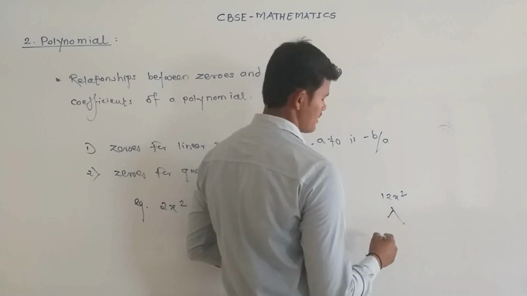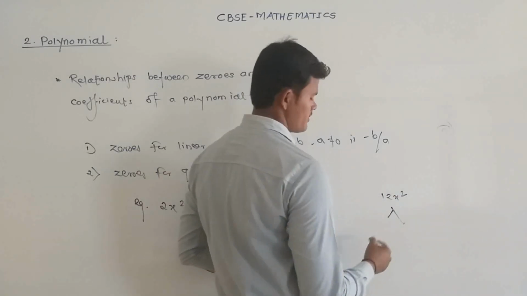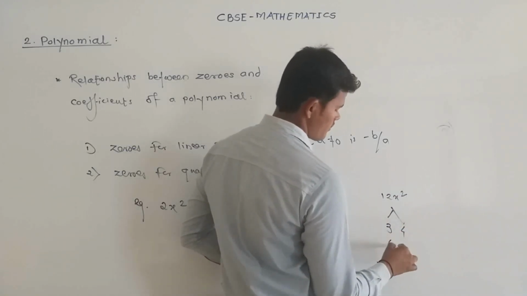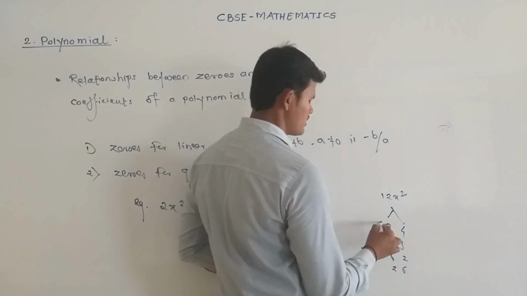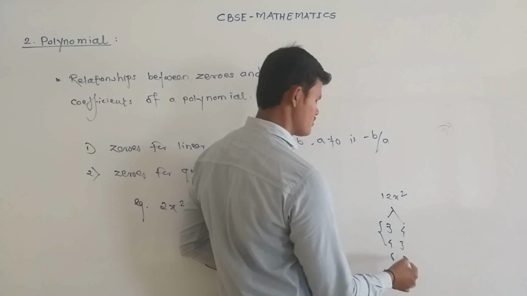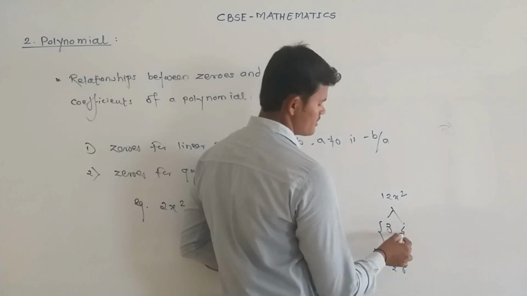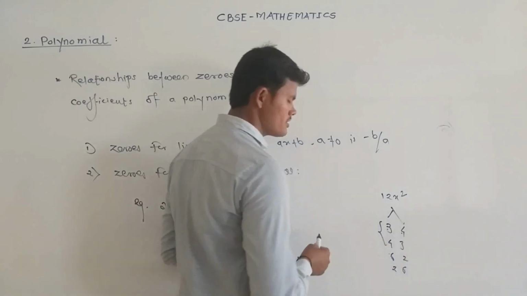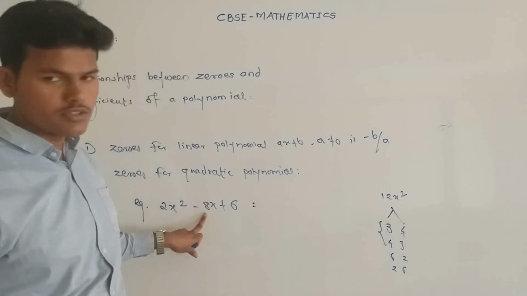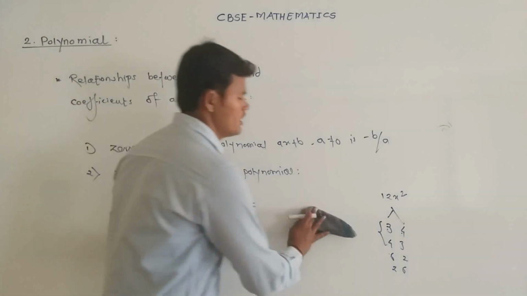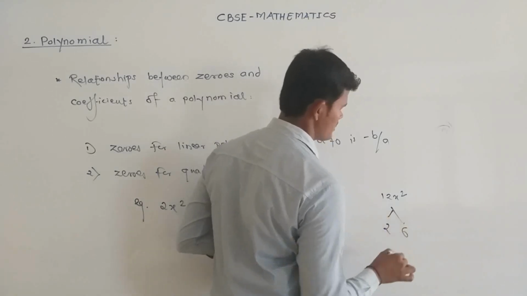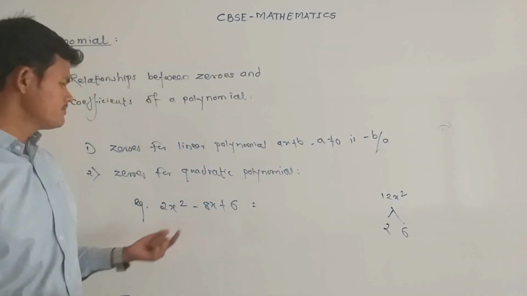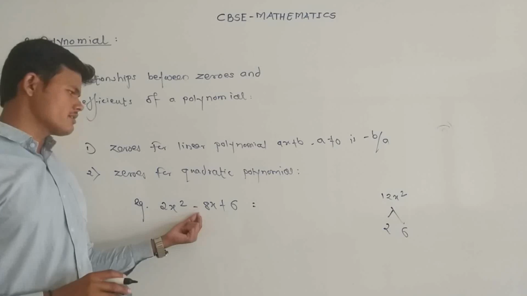Write down all the factors of 12. 3 fours are 12, 4 threes are 12, 6 twos are 12, 2 sixes are 12. Here the sum is 3 plus 4, 7, but here 6 plus 2 is 8. We want the sum minus 8x, so let's take the pair 2 and 6.